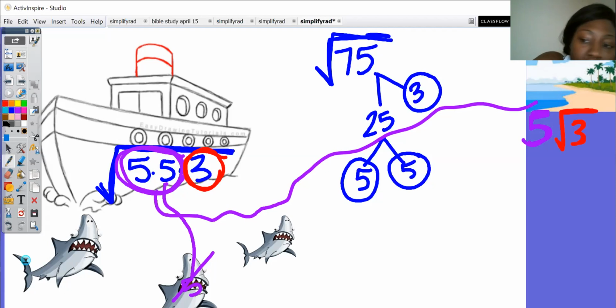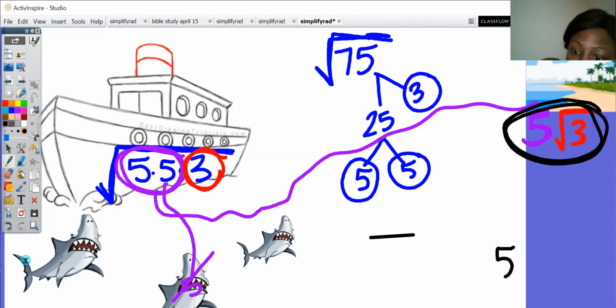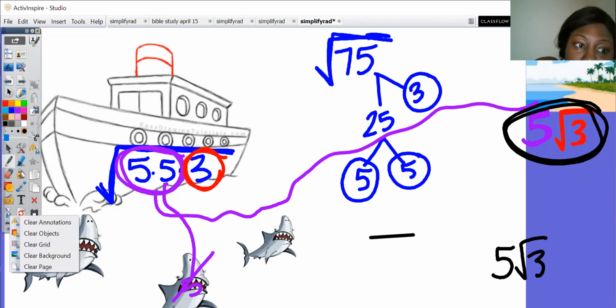So our simplified answer is 5 square root of 3. 5 square root of 3 right here, that's our simplified radical. So the answer will be 5 square root of 3. So let's try it again, because I know I wanted to show you the boat trick and what happens. So let's try it again with a different number.